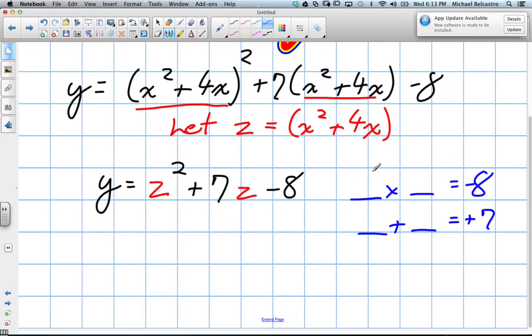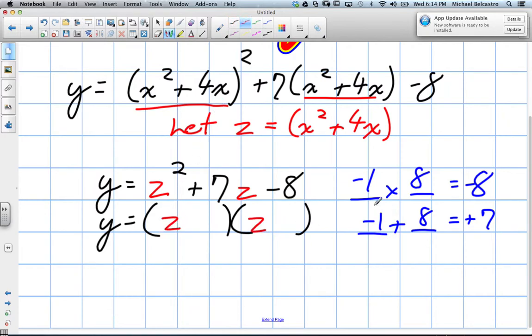Can you think of two factors of 8? 1 and 8, okay. They have to make a -8, and they have to add to +7. -1 plus +8. That's right. Great. So those are our factors. So now when we go to factor it, our first term is going to be a z in both of the brackets, right? And I'm going to keep it in red just so we distinguish. And I have to have a -1 in one of the brackets and a +8 in the other.